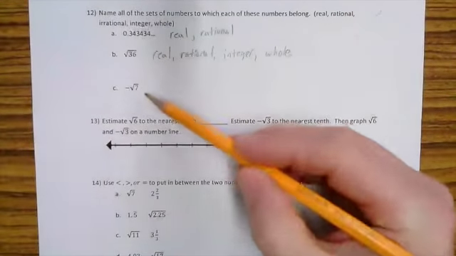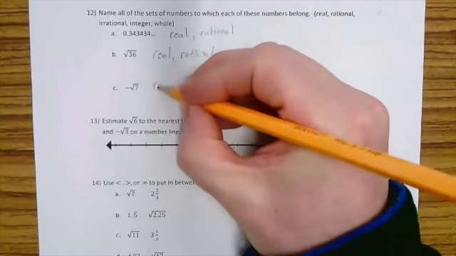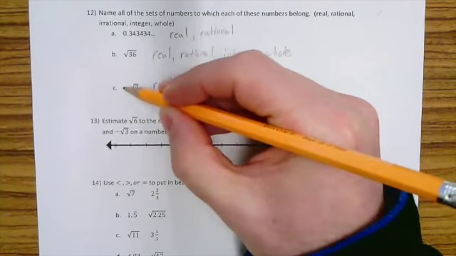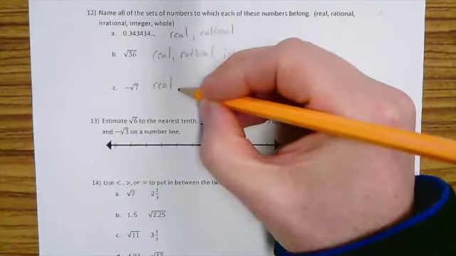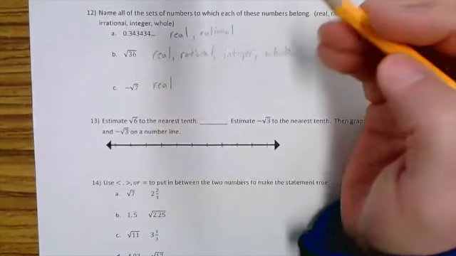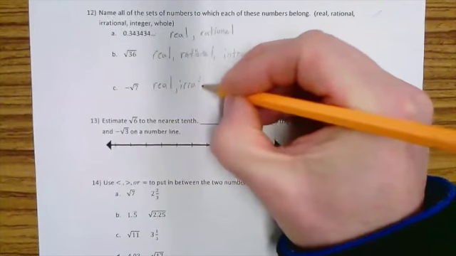Okay, now this square root here is not a perfect square. It is still real because it's not the square root of a negative number. The negative is outside the square root. If it was inside, it would be imaginary. It would not be real. But it is real, but it's a square root of a not perfect square, so that means it cannot be made into a fraction, which makes it irrational.